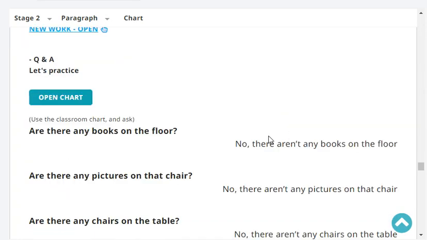Are there any books on the floor? No, there aren't any books on the floor. Are there any pictures on that chair? No, there aren't any pictures on that chair. Very good.